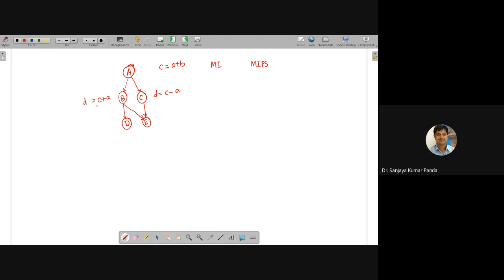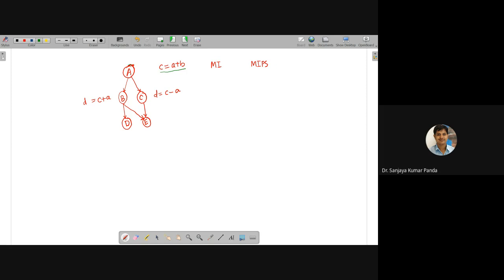Here you can see this particular instruction which we are going to execute as task B is dependent on A. Why is task B dependent on A? Can anybody tell why it is dependent? Because unless you calculate the value C, you cannot perform this particular operation, D is equal to C plus A. In a similar context, we can say task C is also dependent on A, because the value of C needs to be provided in order to execute D is equal to C minus A.